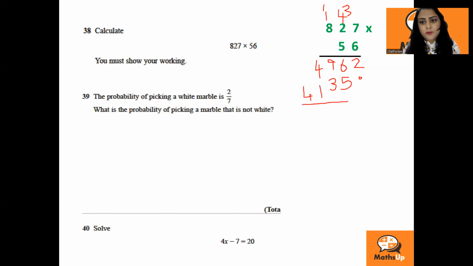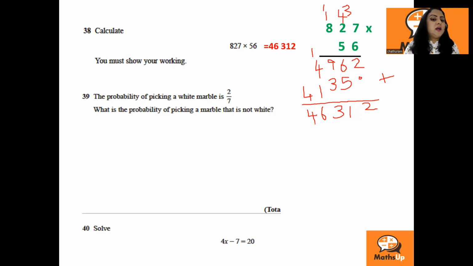Finally, you have to add these two numbers together. So 6 plus 5 is 11. 1 plus 3, 4... 10, 13. Another 1. 1 plus 4, 5. And here 6. Like that, you add these two numbers. So finally, you will get 46,312. Easy question. Then the 39th question.